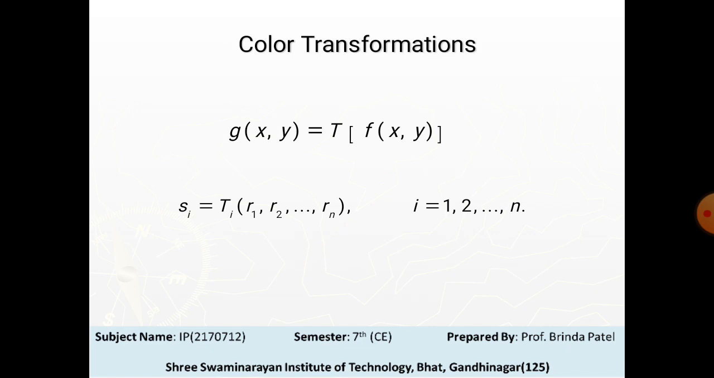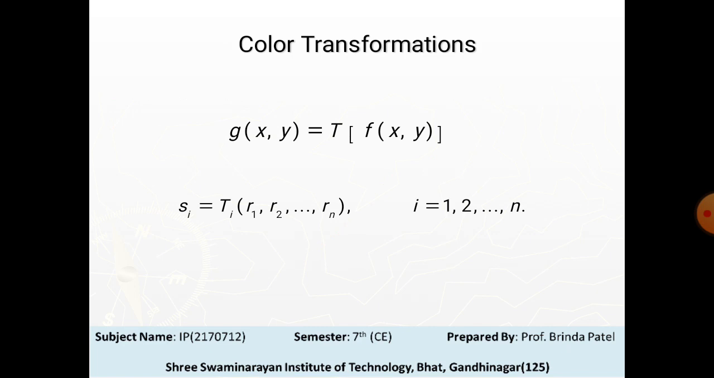So color transformations. The techniques here, known as color transformations, deal with processing the components of a color image within the context of a single color model, as opposed to the conversion of those components between models, like RGB to HSI, HSI to RGB conversion, like that.